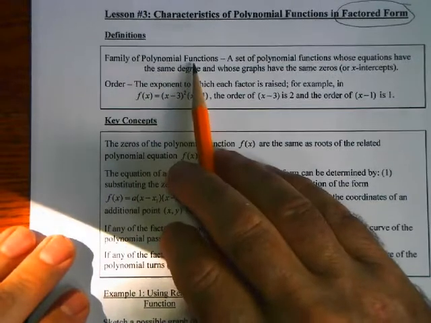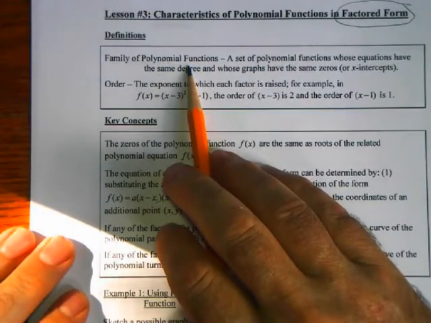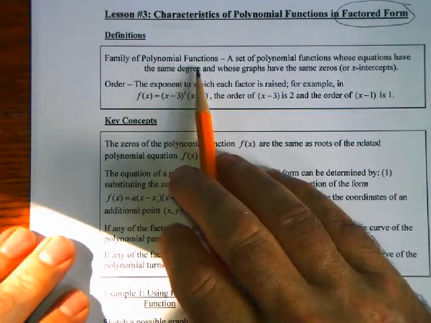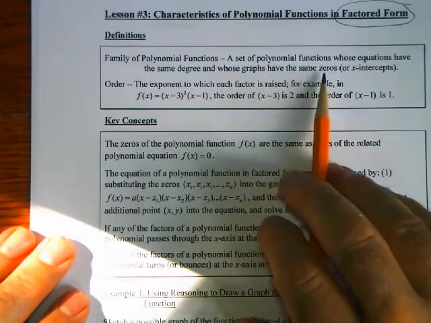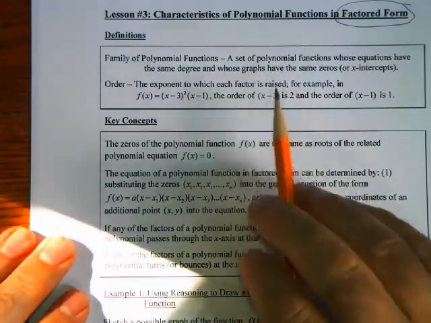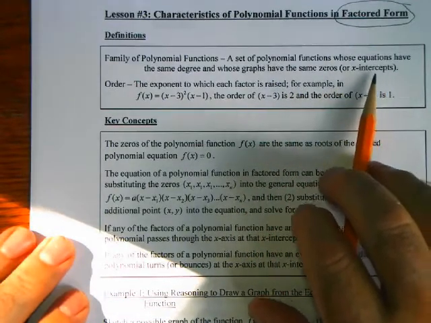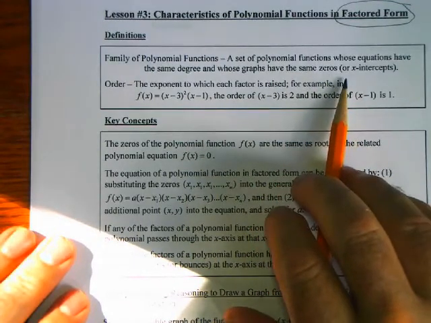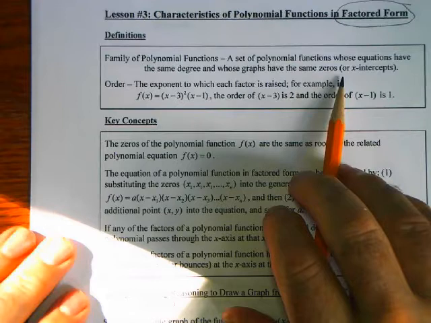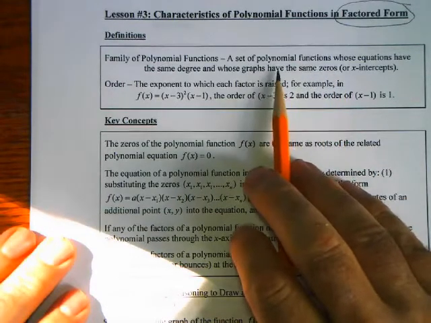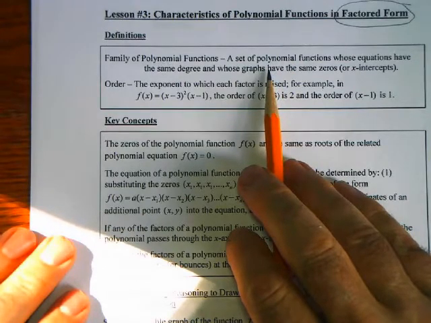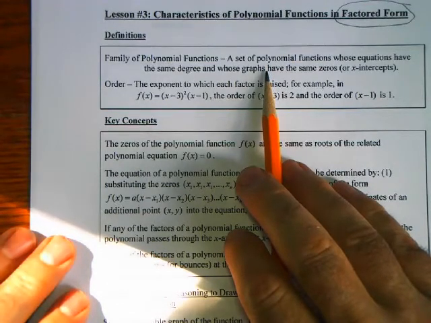Family of polynomial functions, okay? We did a little bit of this with family of quadratics in grade 10. This extends into all polynomials. A family of polynomial functions is a set of polynomial functions whose equations have the same degree and whose graphs have the same zeros or x-intercepts. Okay, so basically the a value that's out front will be the stretch or compression or reflection characteristic that you saw with polynomials. So that will be the determining difference between the different family members.